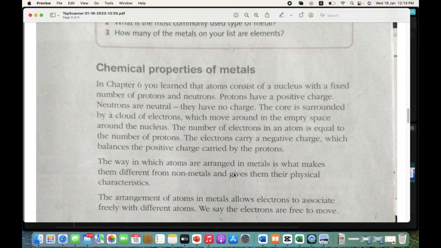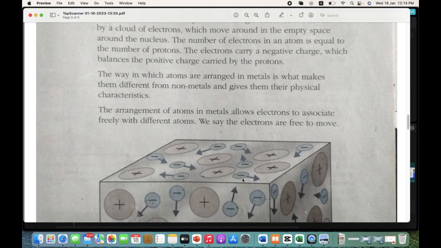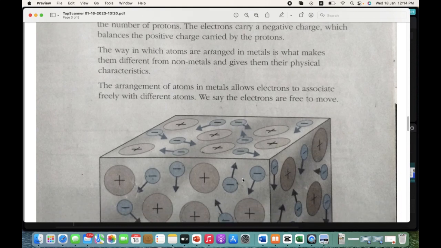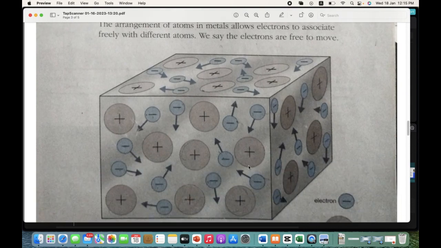Okay. Now the way in which atoms are arranged in metals is what makes them different from their non-metal counterparts, and gives them their physical characteristics. Now let's take a look at the arrangement of atoms in a metal. The arrangement of atoms in metal allows electrons to associate freely with different atoms. So we say the electrons are free to move. Look at it. The electrons are the ones with the negative charge.